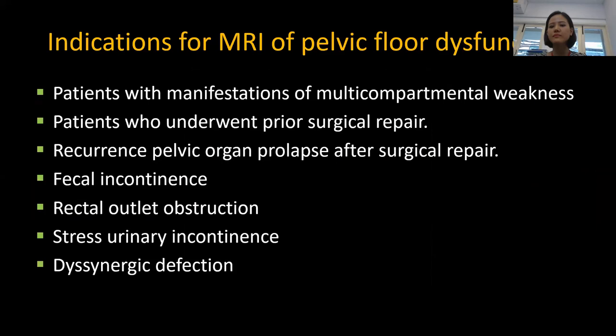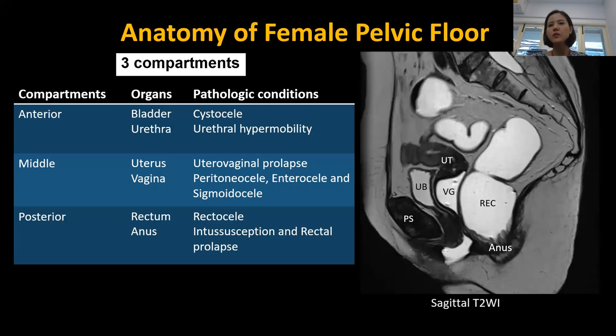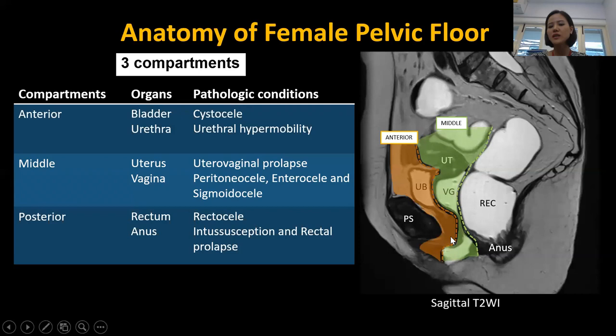Indications for the MRI study are patients with manifestations of multi-compartmental weakness, patients who underwent prior surgical repair or have recurrent pelvic organ prolapse, fecal or stress urinary incontinence, symptoms of rectal outlet obstruction, and dyssynergic defecation. So the female pelvic organs are divided into the following three compartments. Anterior compartment composed of the urinary bladder and urethra, middle compartment containing the female reproductive organs, and the posterior compartment consisting of the anus and rectum.